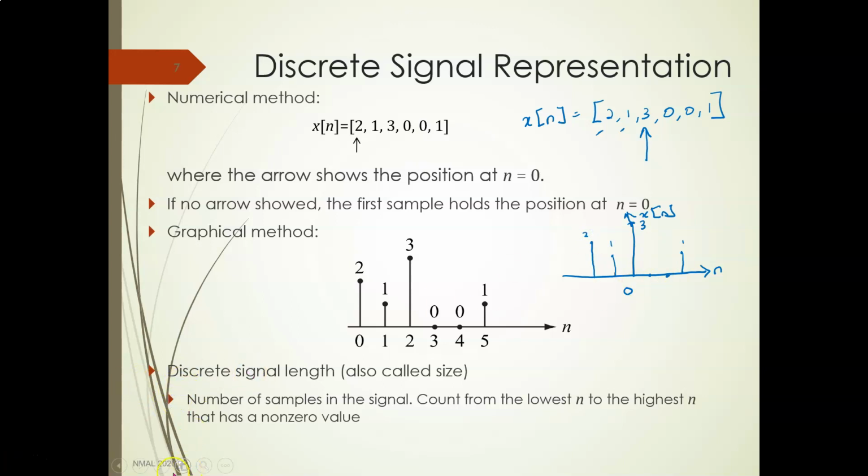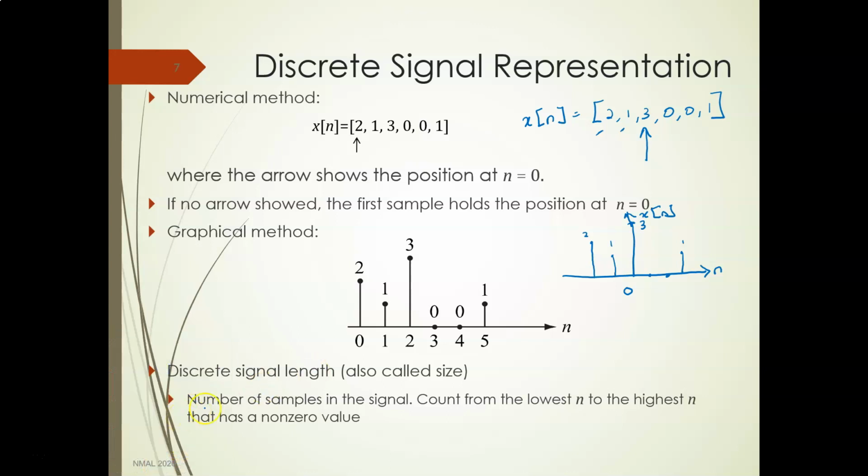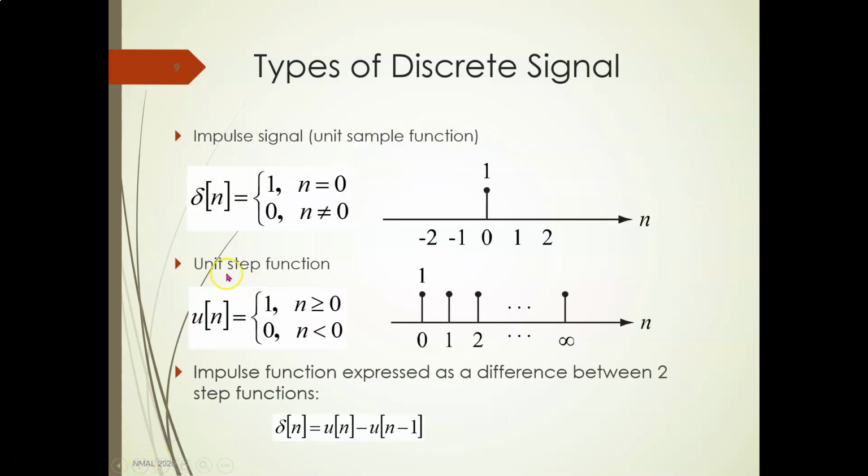So another term is called discrete signal length. This is also called size. It means the number of samples in the signal, which you count from the lowest end to the highest end that has a non-zero value. Okay, that's it.